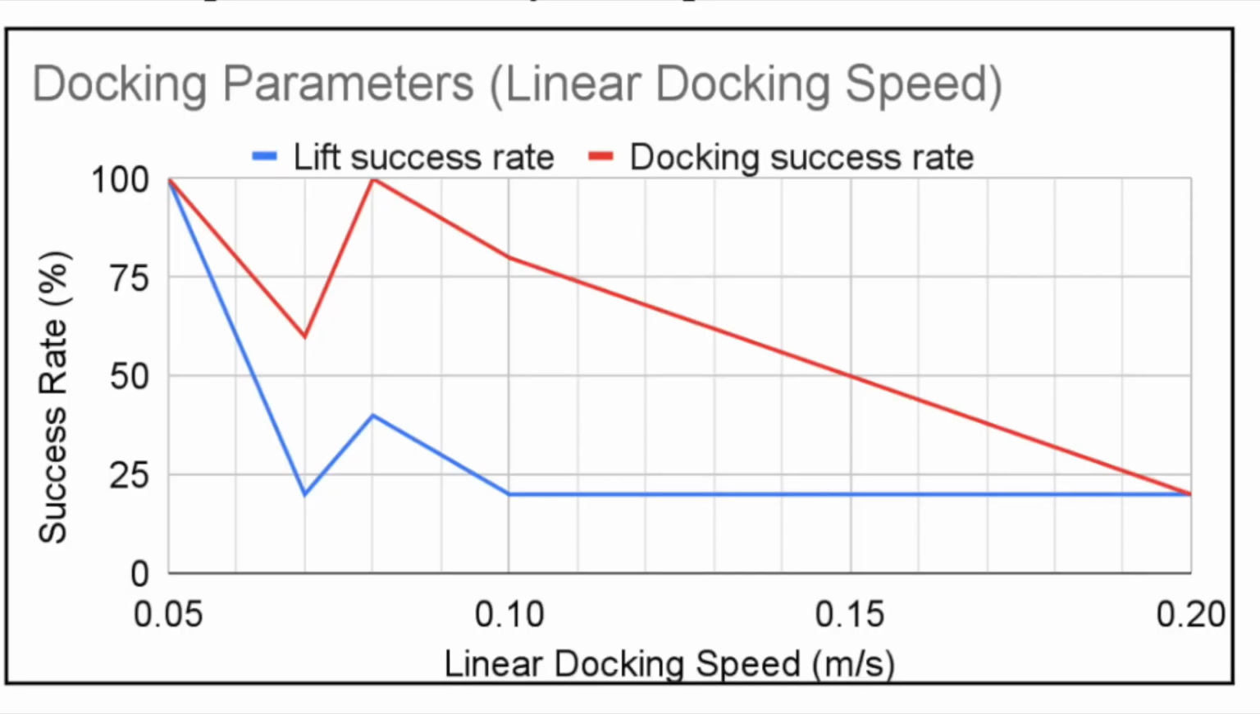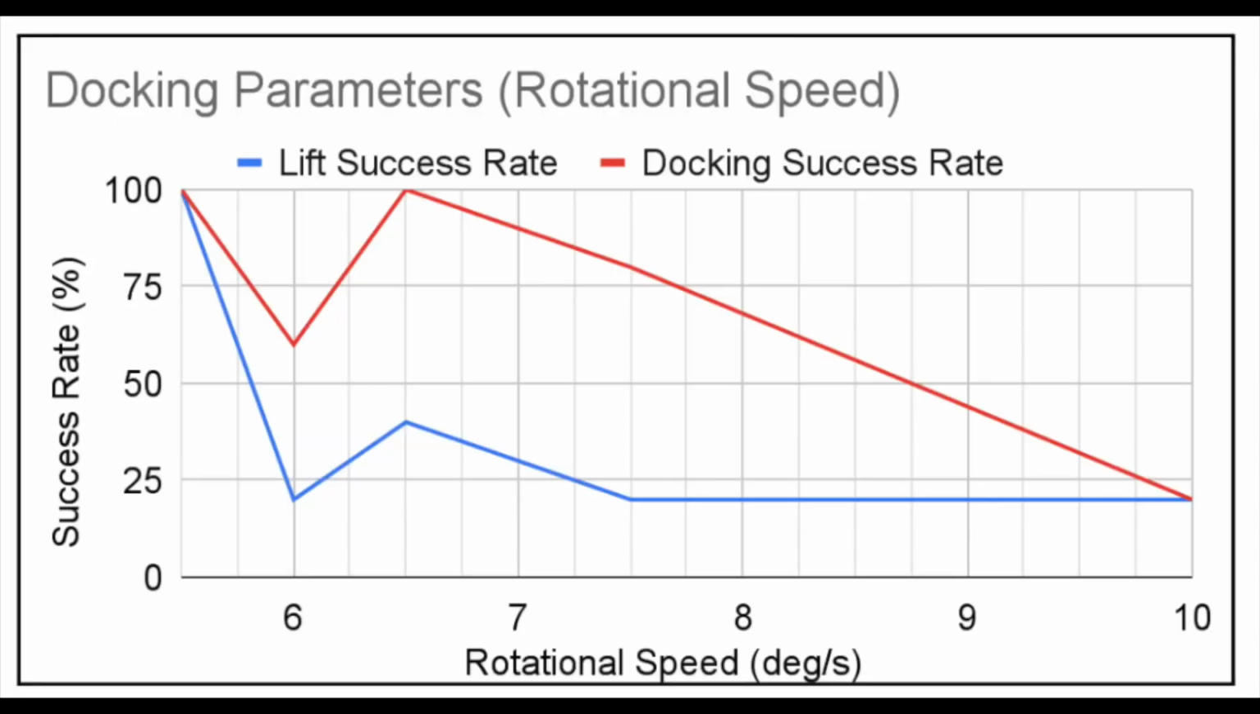In terms of docking testing, we measured the success rate at different rotational and linear movement velocities. We found that a linear movement velocity of 0.05 meters per second and an angular velocity of 5.5 degrees provided the best trade-off between docking success and the speed of bin collection.